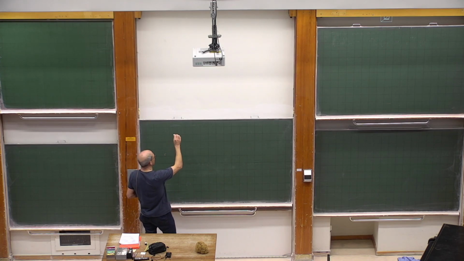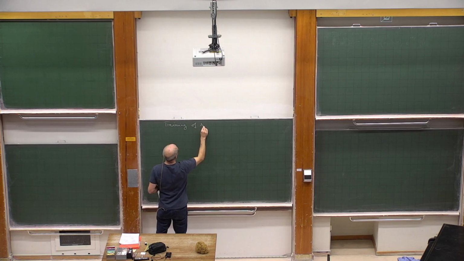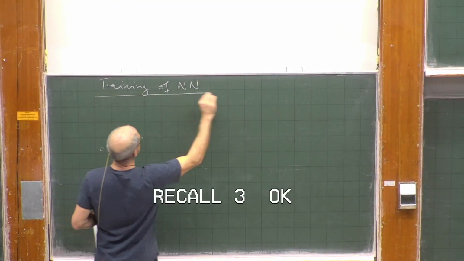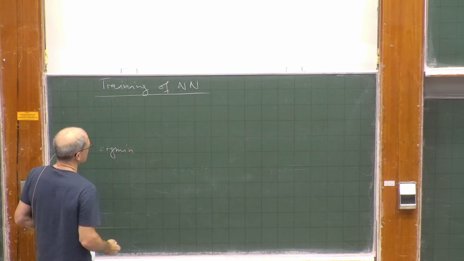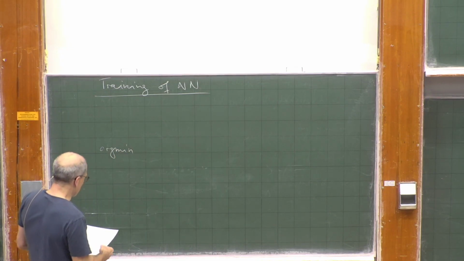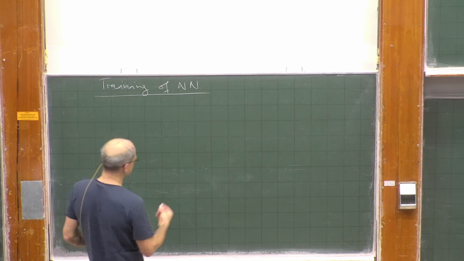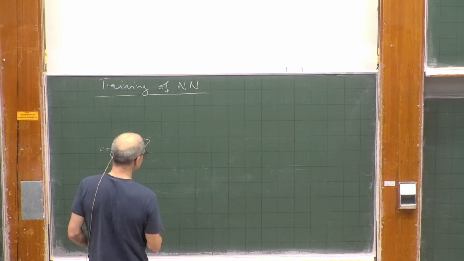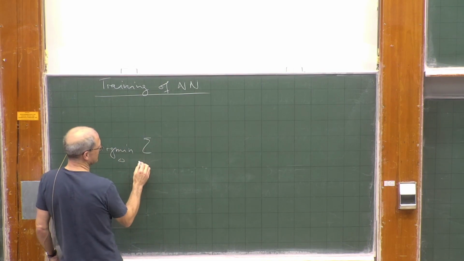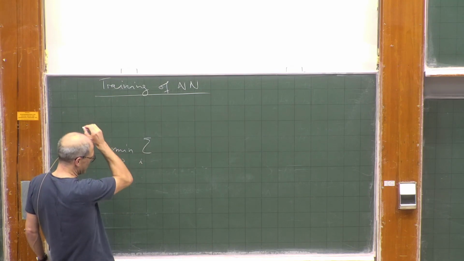So the headline for today would be training neural networks. And formally, what we do is we look for parameters, up to billions of them, that minimize the sum of the losses incurred on our training set.